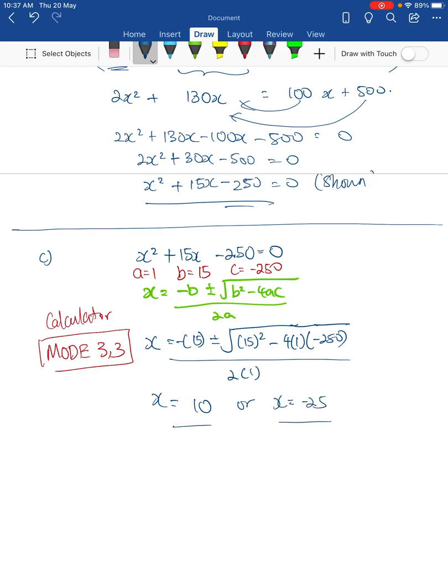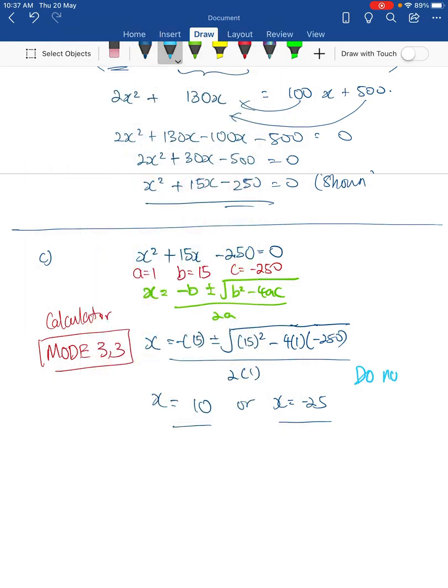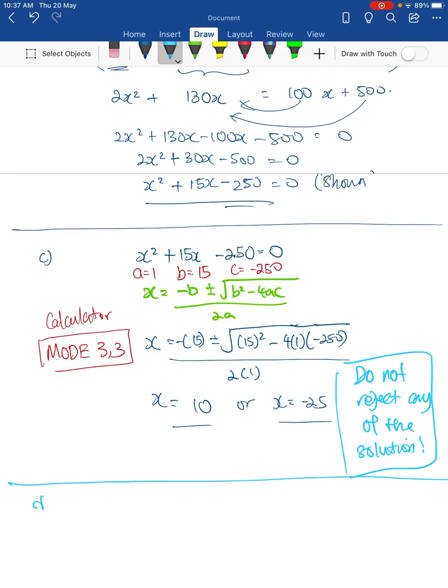Do not reject. I repeat again, do not reject any of the solutions yet. Leave this as your answer. There will be 3 marks just for these few steps. And part D is the one where, if there's a need to, then you reject.